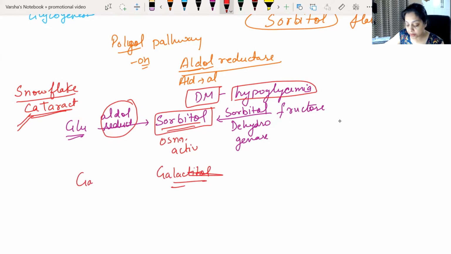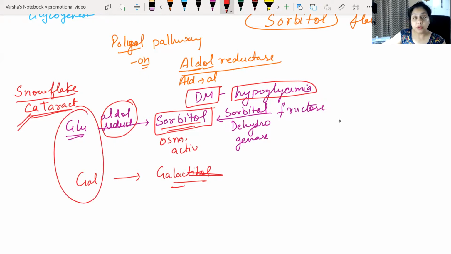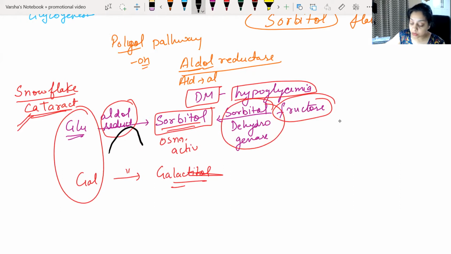Galactitol was from galactose. These both are aldoses, right? And that is why aldol reductase works on them. But fructose is converted into sorbitol by sorbitol dehydrogenase. And whenever these kinds of reactions are going on, you can write down NAD. NADH or NADPH is a reducing power being used. So here it is NADPH by aldol reductase, whereas sorbitol dehydrogenase utilizes NADH.